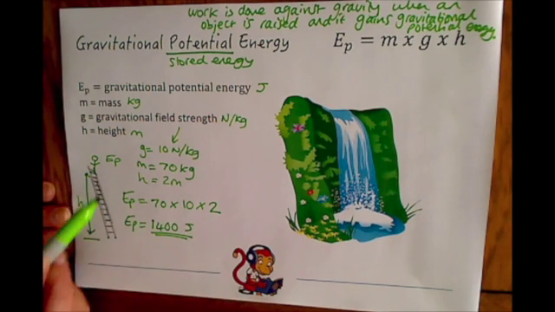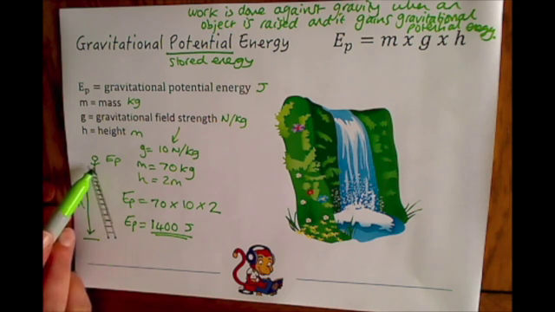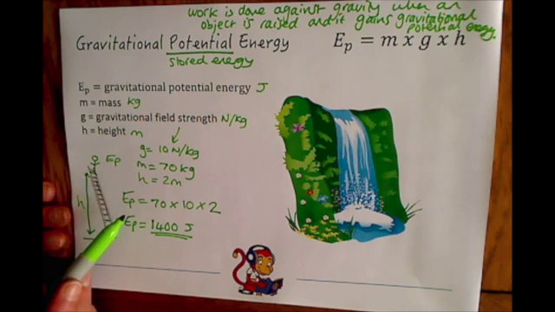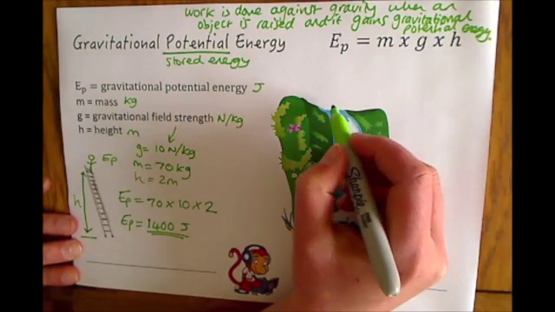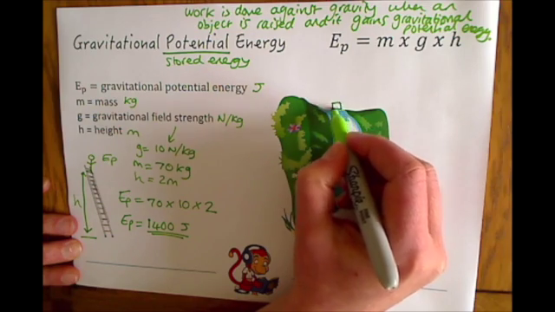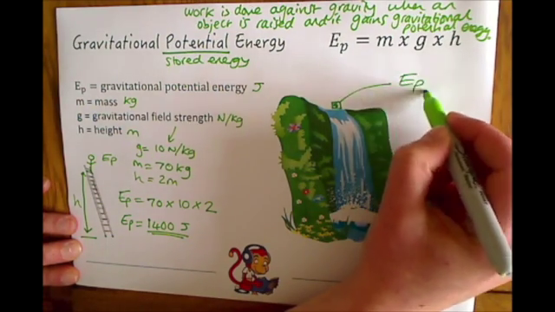Okay, linking into kinetic energy, if that person were to fall off the ladder just before he hit the ground, all of that gravitational potential energy would have been transformed into kinetic energy, which would have that same value of 1400 joules. If we look at it in terms of a waterfall, so if you had an object at the top of the waterfall, that would be storing gravitational potential energy.